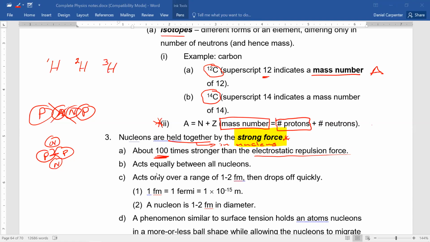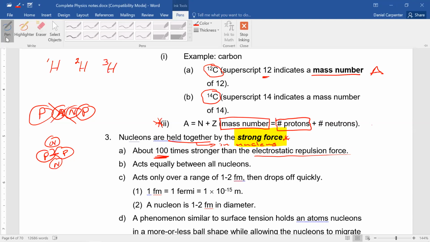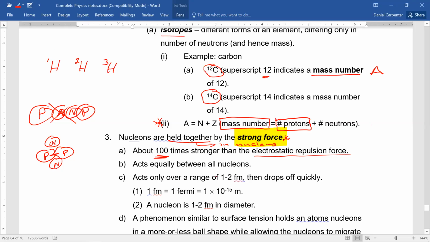Now, notice this. This strong force acts only over a range of 1 to 2 femtometers, then drops off quickly. A femtometer is a Fermi, also 1 × 10⁻¹⁵ meters. And you know, I guess that's so what? A nucleon, a proton or a neutron, is 1 to 2 Fermis or femtometers in diameter. So basically, the strong force only acts over a distance about equivalent to the diameter of a nucleon.